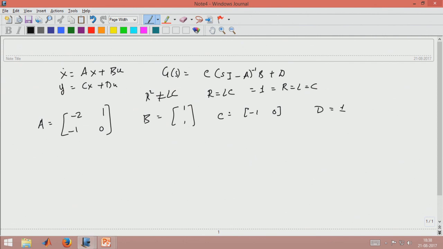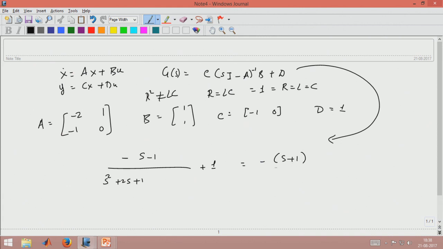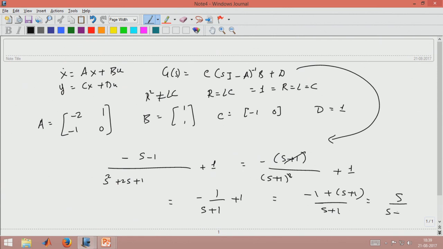Now if I just substitute this into the formula, the entire term C (sI minus A) inverse B plus D is minus s minus 1 over s square plus 2s plus 1, plus 1. This is also minus of s plus 1 on the numerator. What is on the denominator? This is s plus 1 whole square. So this cancels out, and what I am left with is minus 1 over s plus 1, plus 1, and this is minus 1 plus s plus 1 over s plus 1, which is s over s plus 1.